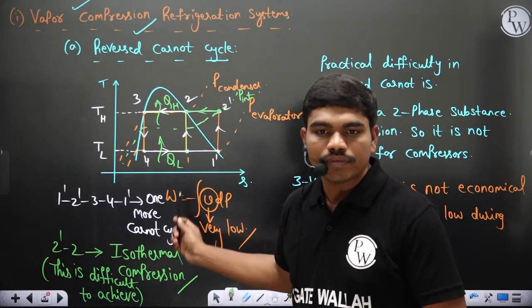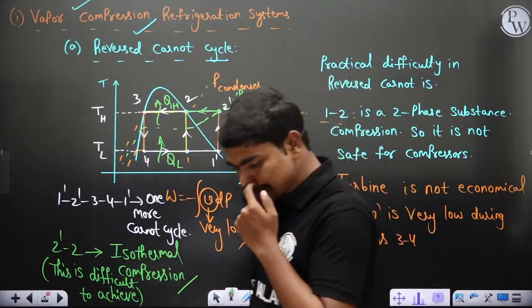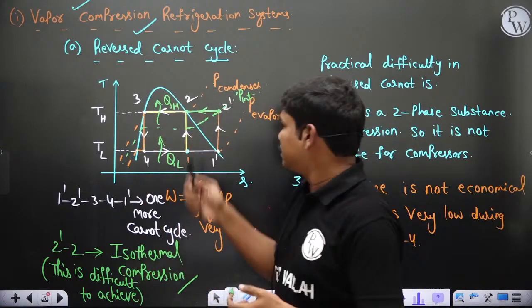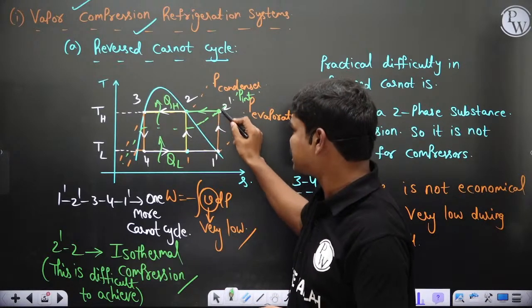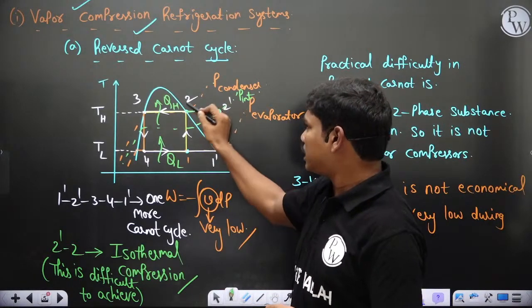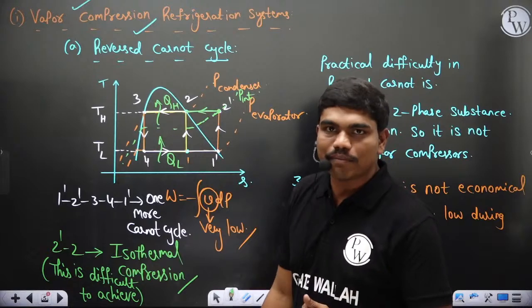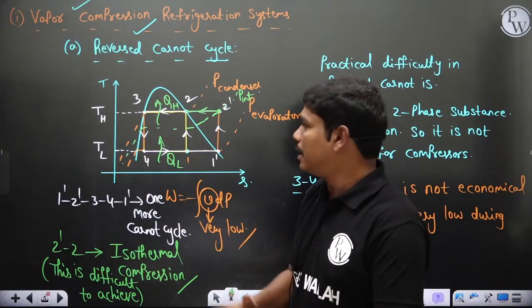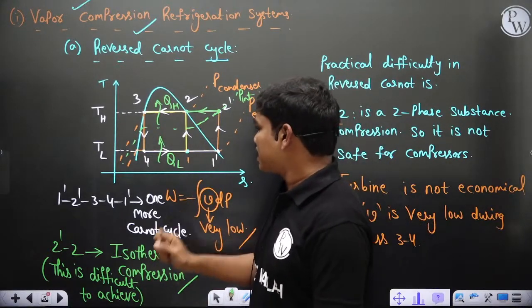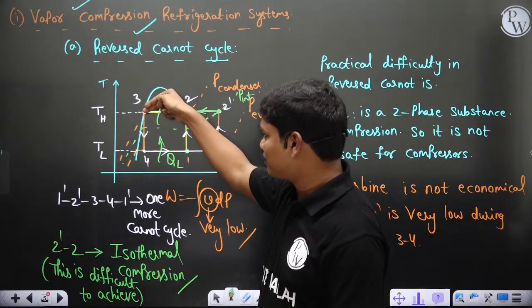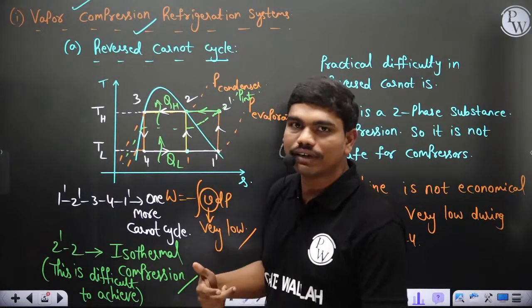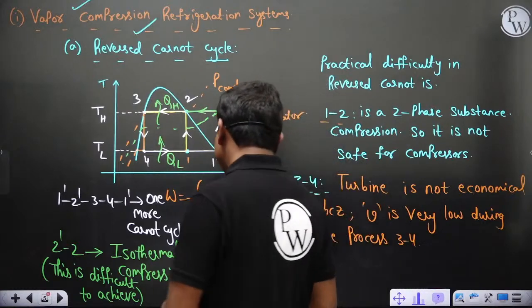Clear? Now, let's see. One thing is very much clear: you cannot do this process. So one possibility is this: if you can eliminate this 2' to 2 as constant temperature, then definitely you can make this cycle possible. But again, one very important issue is that installing a turbine at this location for expanding the system from PH to PL is not very convenient, because this V is very small.